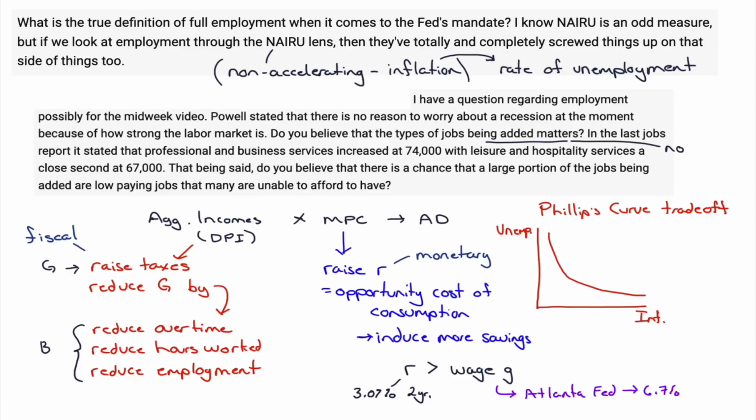NAIRU is usually cited as the level of full employment because it is the level of unemployment, I shouldn't say employment, it is the level of unemployment that would lead to no change in the price level. So it is called the non-accelerating inflation rate of unemployment. So NAIRU is a rate, RU is the rate of unemployment. So you could have wage growth of 2%, but that 2% per year does not, at a certain level of unemployment, lead to accelerating inflation.